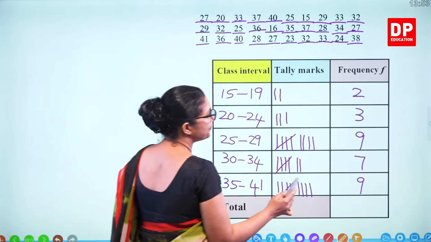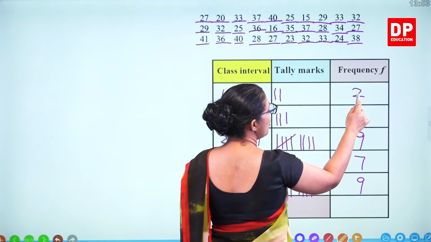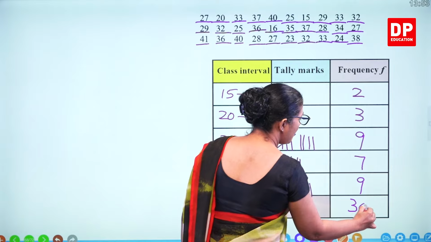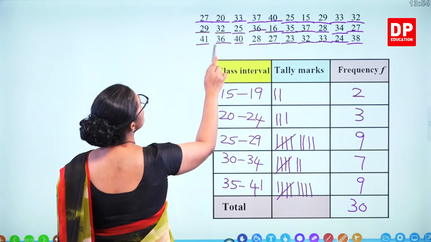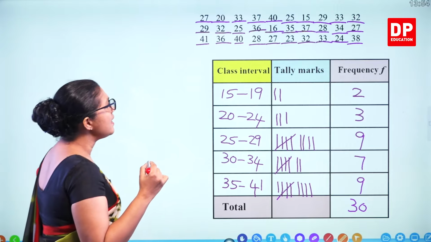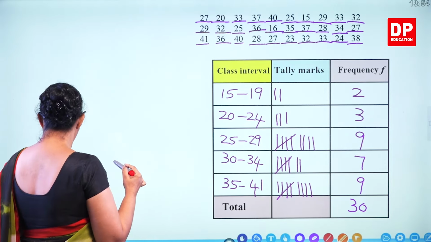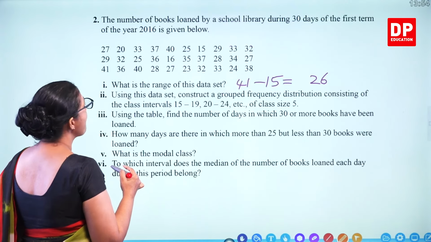Now count: 2, 3, 9, 7, 9. What's the total? 9 and 9, 18. 18 plus 2, 20, and 30. So we'll see whether there are 30 numbers. 10 times 3, 30. So this is the group frequency distribution. Now we'll answer the questions.